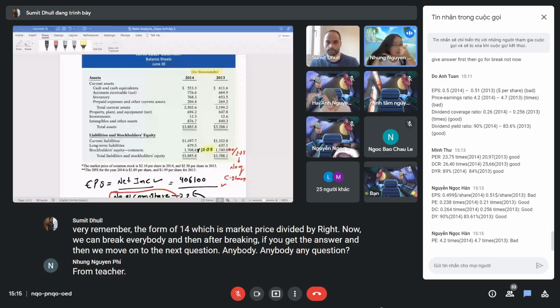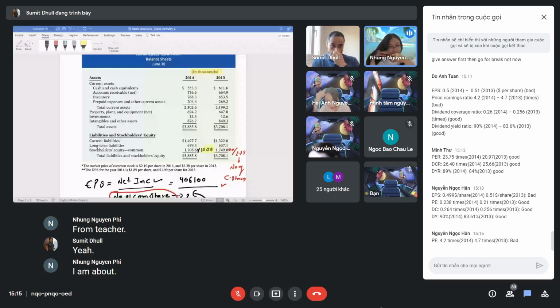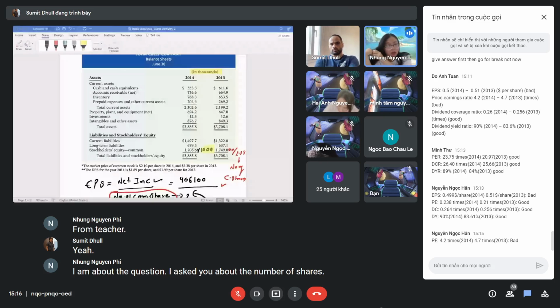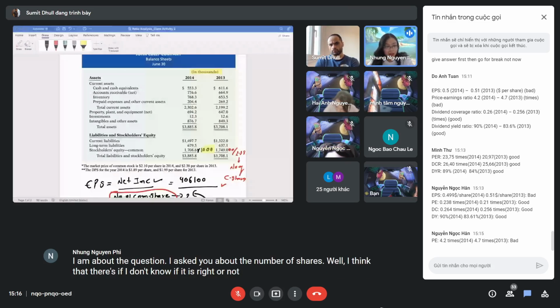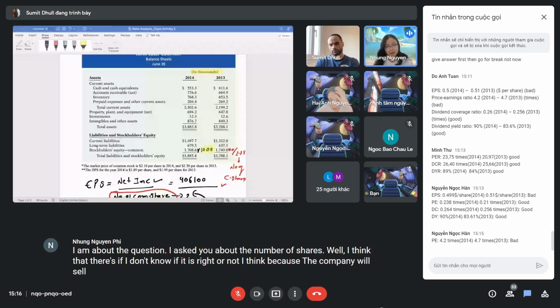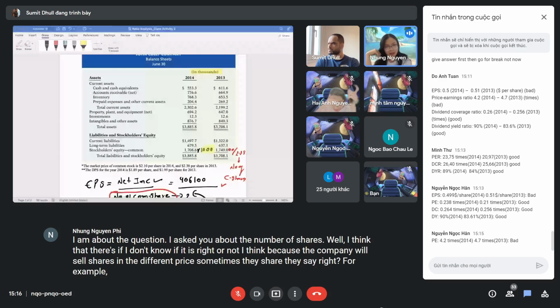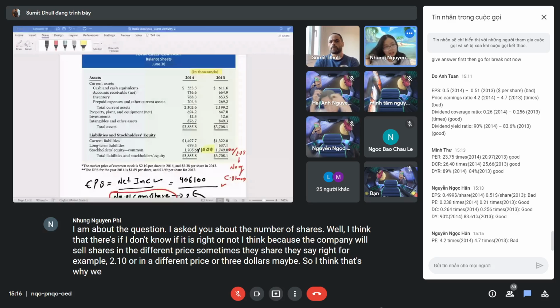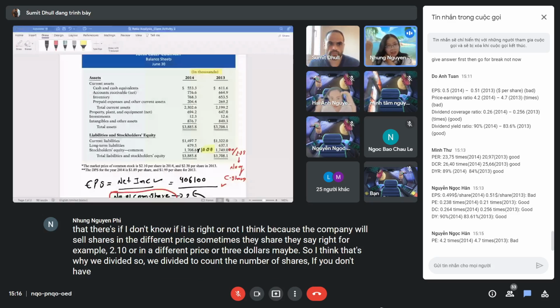Teacher, about the question I asked you about the number of shares. I don't know if it is right or not, but I think the company will sell shares at different prices. Sometimes they sell at, for example, 2.10 or a different price, or maybe $3. So I think that's why we divided, to count the number of shares.